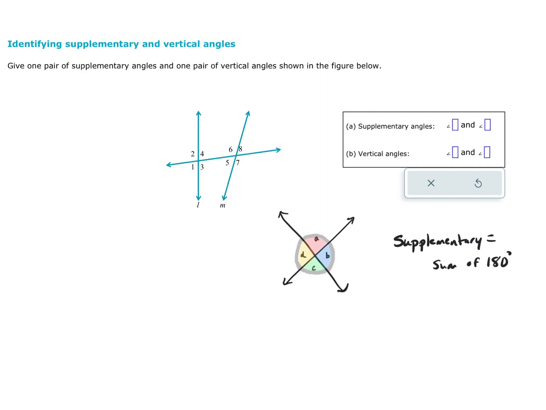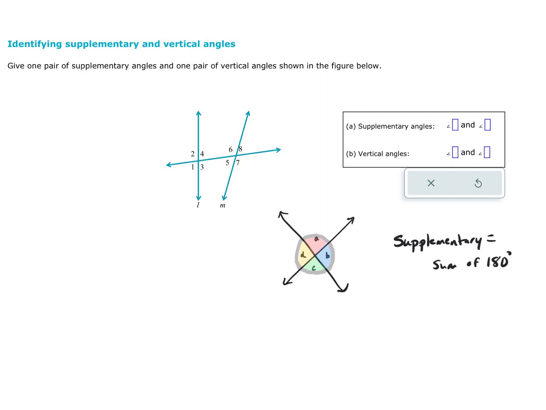Any two angles that have a sum of 180 degrees, which means they form a straight line, are going to be supplementary. Now we can also define vertical angles with this same picture. Vertical angles are angles that are across from each other, and all they do is share a common vertex. So angle A and angle C are vertical angles. They're across from each other. They share a common vertex. Angle B and angle D are vertical angles that share a common vertex.